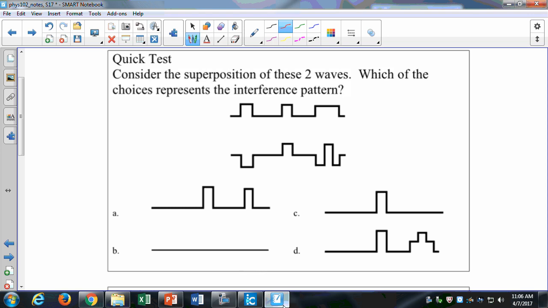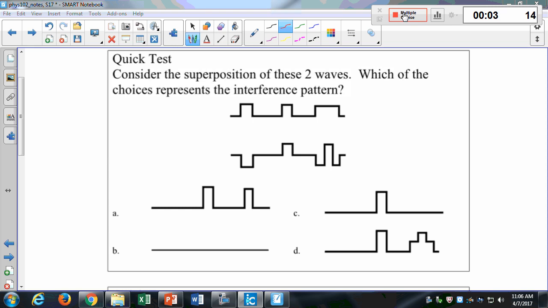Two waves up, what is their interference pattern? Notice that some places give you destructive interference, some places give you constructive interference.